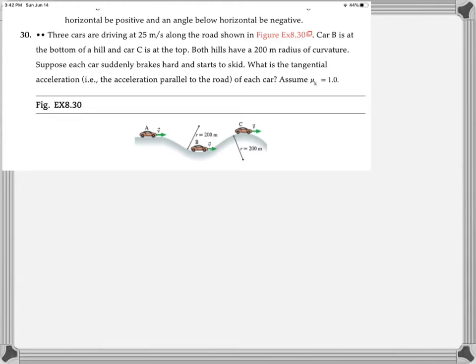Suppose each car suddenly brakes hard and starts to skid. What is the tangential acceleration? That is the acceleration parallel to the road for each car. Assume that the coefficient of kinetic friction is 1.